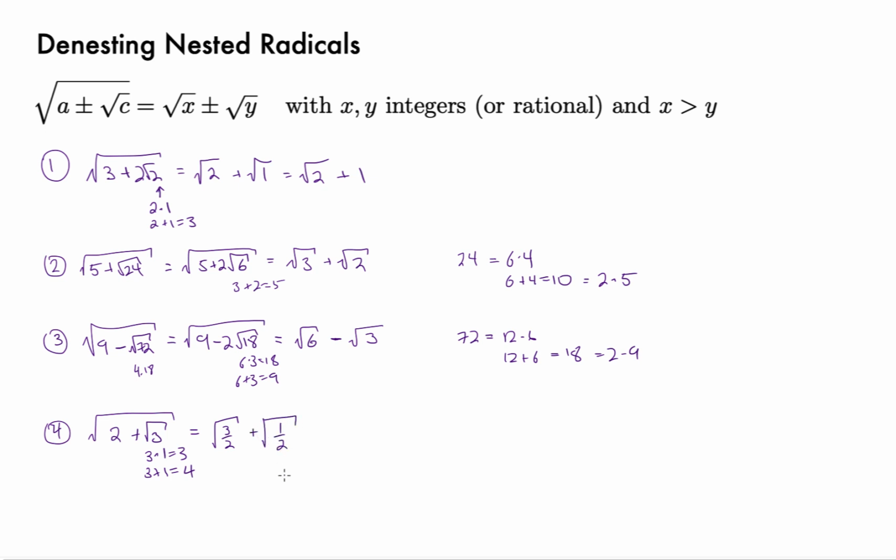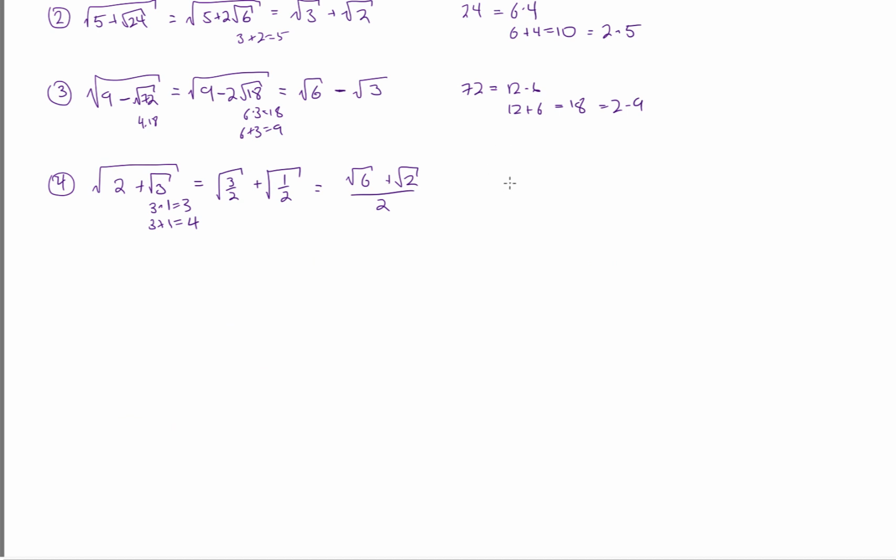And this is what I mean by certain rational solutions for x and y are okay. Now we could rationalize this too to make it a little bit nicer, multiply the top and bottom of everything by square root of 2, and you would get the square root of 6 plus the square root of 2 all over 2, which is nice. Now notice there is a quick check that will give you a hint whether this will denest or not. And it's kind of like a discriminant, I guess you could say.